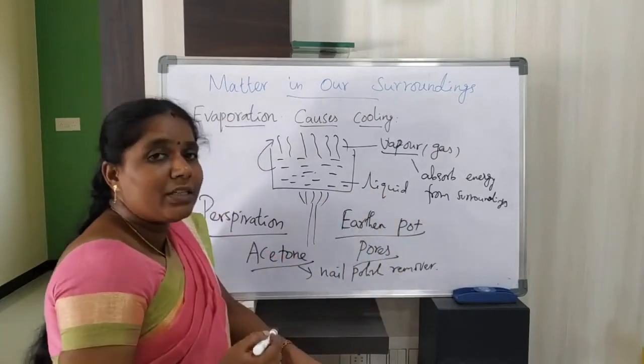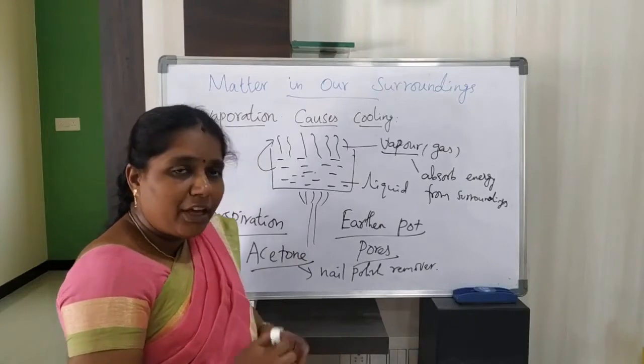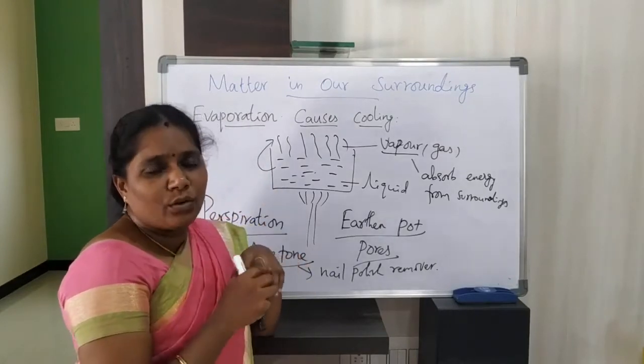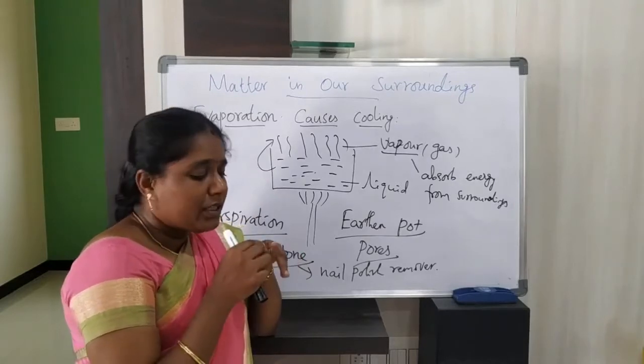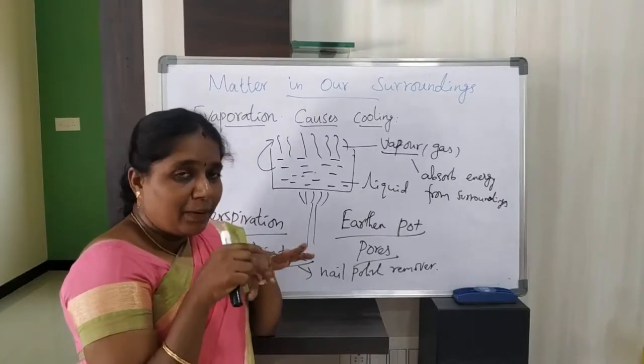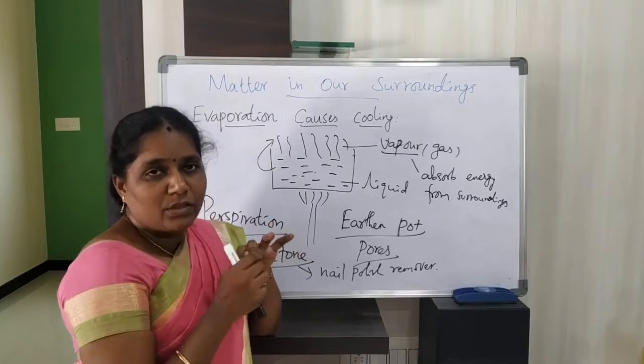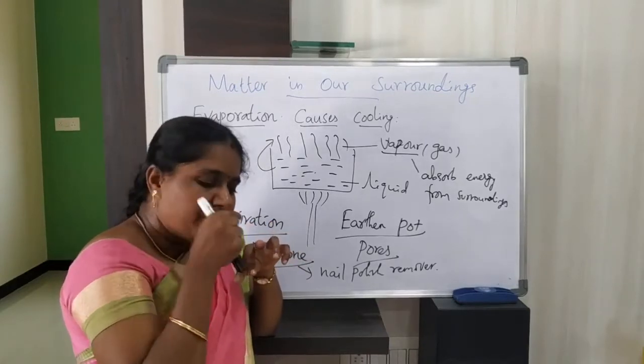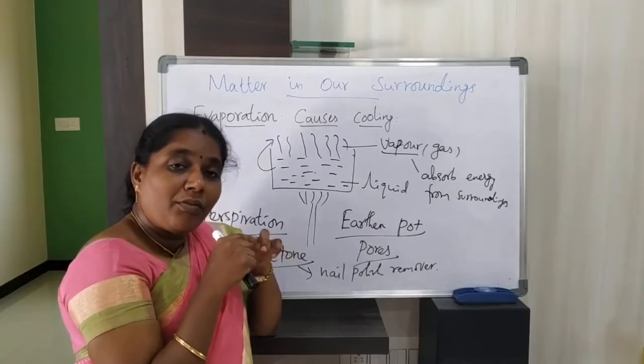So, nail polish remover. Generally, if you are using nail polish, it looks beautiful. Suppose sometimes it is not nice and we want to remove it, we will use a chemical like that substance. If we use that substance, what will happen?